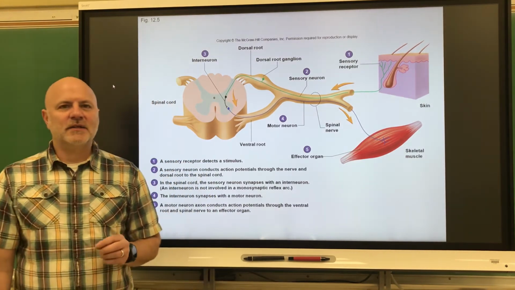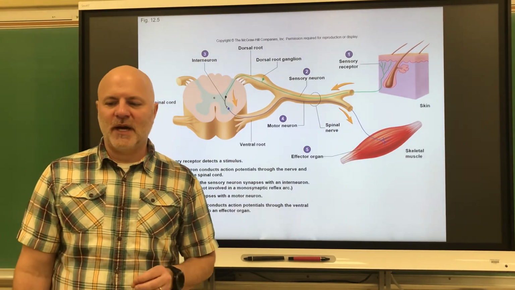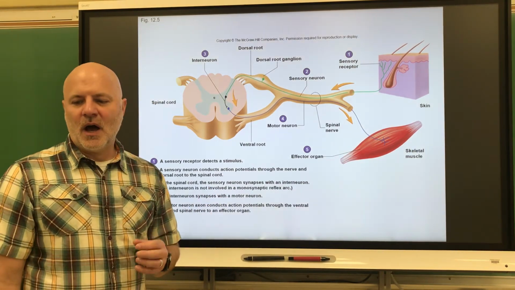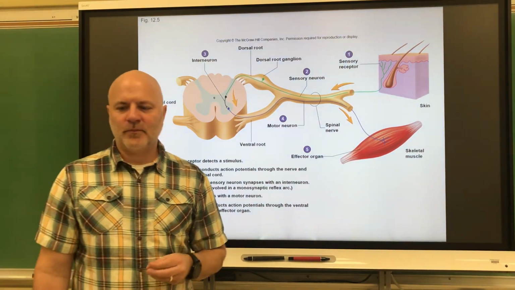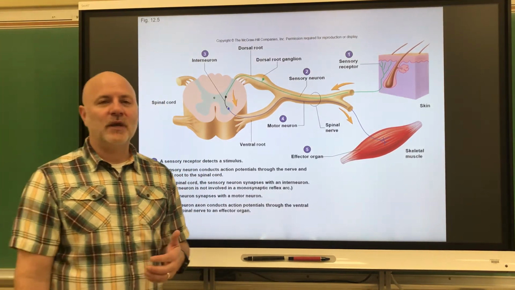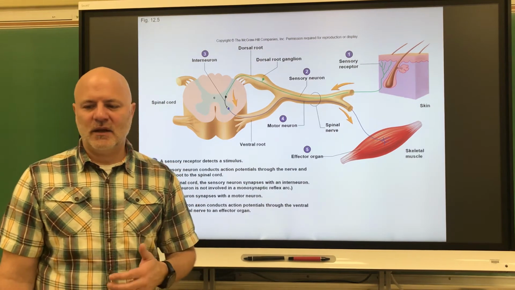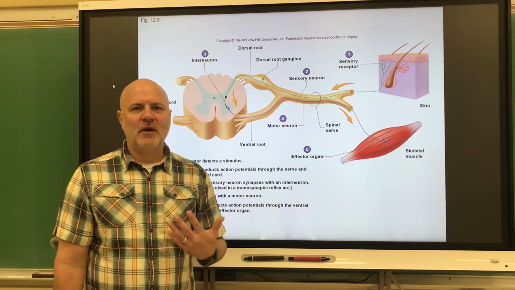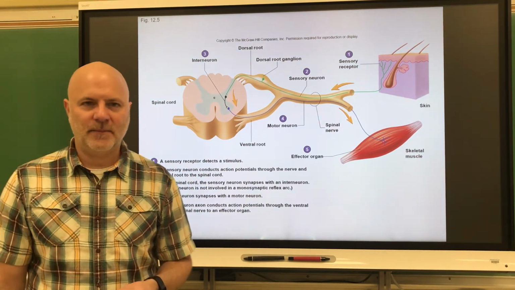All right, let's take a look at reflexes. So a reflex is an automatic response to a stimulus. So let's look at the properties of a reflex. One is that they require stimulation. Two, they're quick. There's few, if any, interneurons being used. They are involuntary, so they're not consciously controlled. And they're stereotyped, meaning that they occur the same way every time.